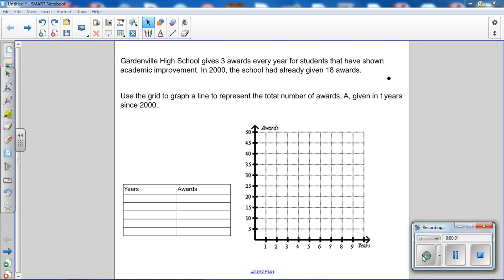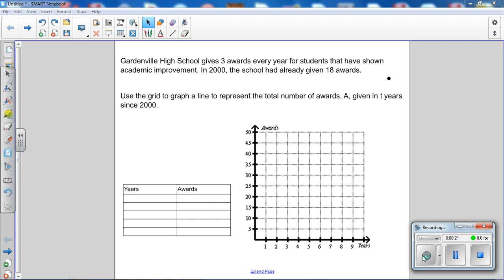Okay, let's take a look at this question. It says, Gardenville High School gives 3 awards every year for students that have shown academic improvement. In 2000, the school has already given 18 awards. Use the grid to graph a line to represent the total number of awards A given in T years since 2000.